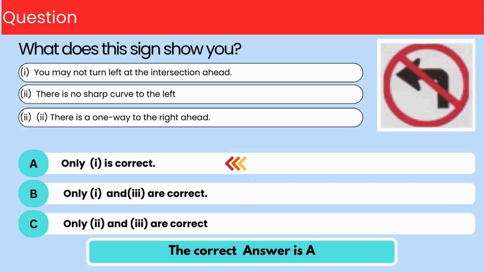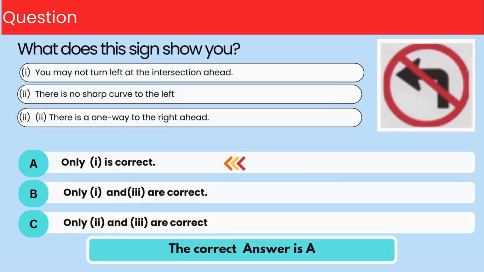This sign indicates that you may not turn left at the intersection ahead. It specifically prohibits left turns, but does not suggest there is a sharp curve to the left or that there is a one-way to the right. Therefore, only option 1 is correct.